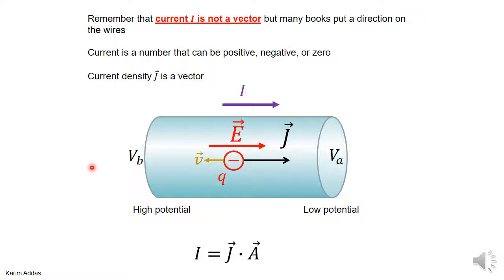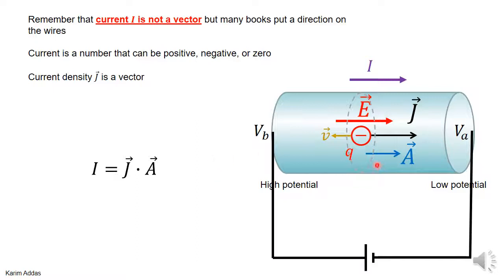And remember, current is not a vector. You'll always find in textbooks they put an arrow for the current, but remember, current is not a vector, it's a scalar. It could be positive, it could be negative, it could be zero. Current density J is the one that's a vector, and the current is equal to J dotted into the area for the case where J is uniform. In general, it's integration of J dot dA, but for this case where the J is the same everywhere, then it's just J dotted into the area. So the current is a scalar. J is the one that's a vector.